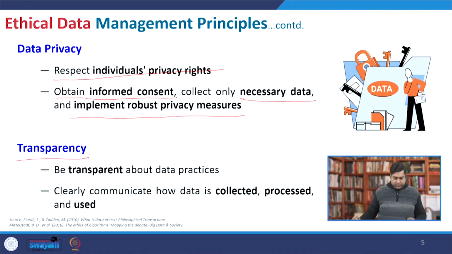Coming to the next one, which is on transparency: be transparent about the data practices. You should tell your subjects or your participants what exactly the whole research is about and for which purpose you are collecting this information. Even if you do not share the entire research, for that particular objective for which you are collecting information, you should clearly state that. That will also give confidence to the respondent. Otherwise, one may think, why all of a sudden is somebody asking a few questions?